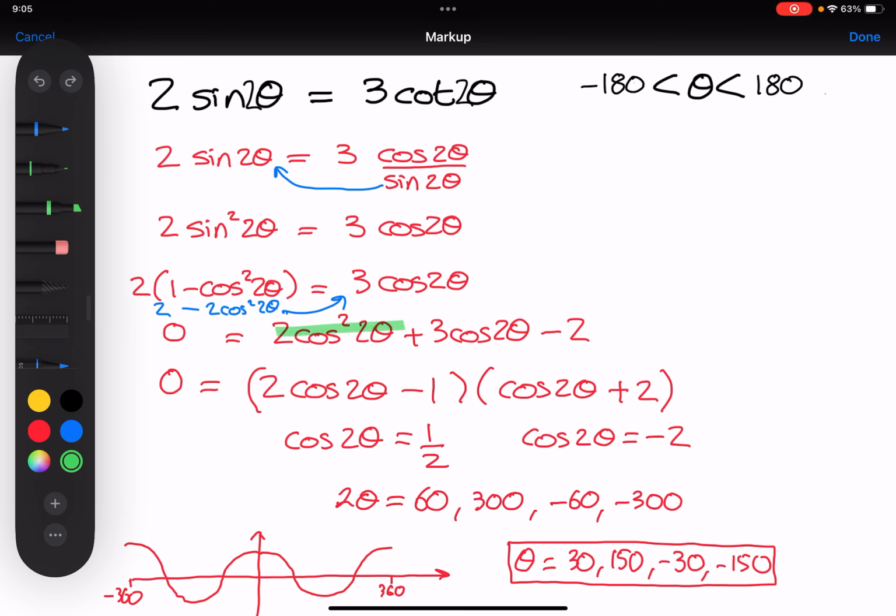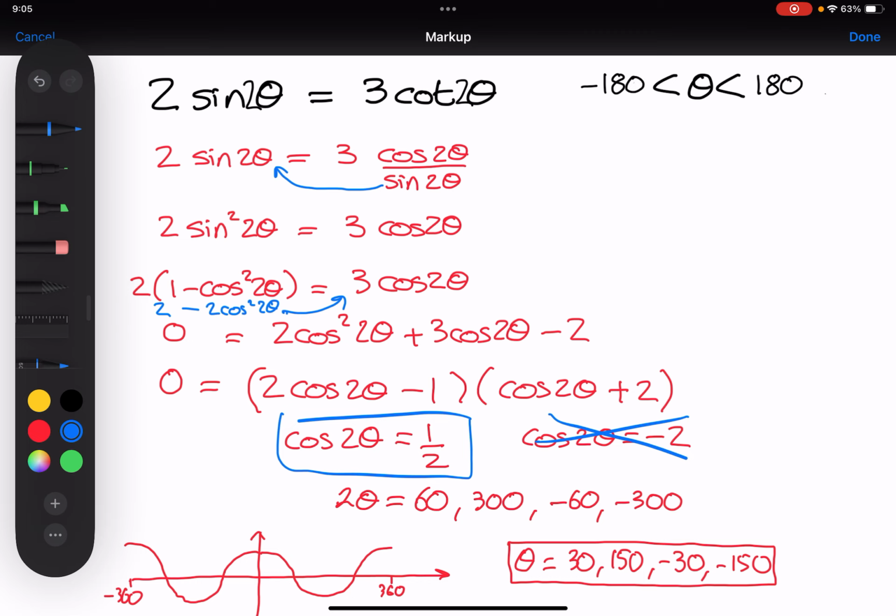I've factorised this into the brackets here. This factor is going to give me the solutions for when cos 2 theta is equal to 1/2. This factor over here would give me the solutions when cos 2 theta is equal to -2, which we know is not possible. Cos can't equal -2. So straight away, cross that one out. We're not going to carry on with that, but we are going to carry on with this one.